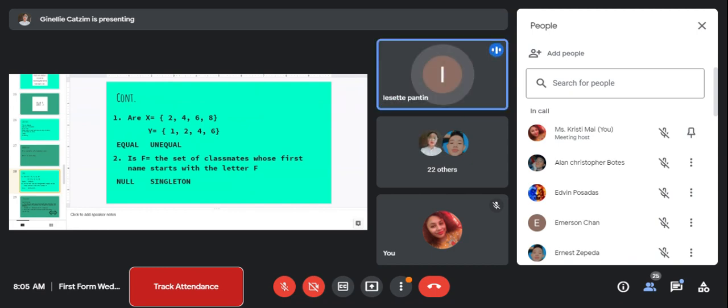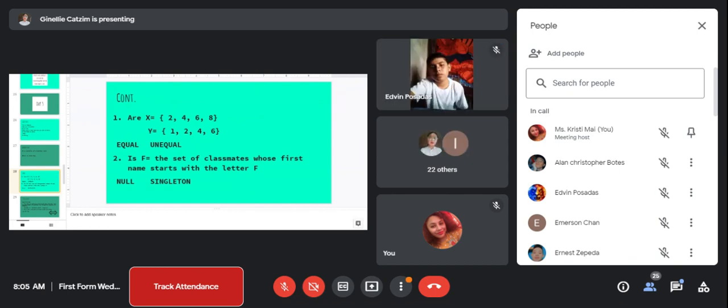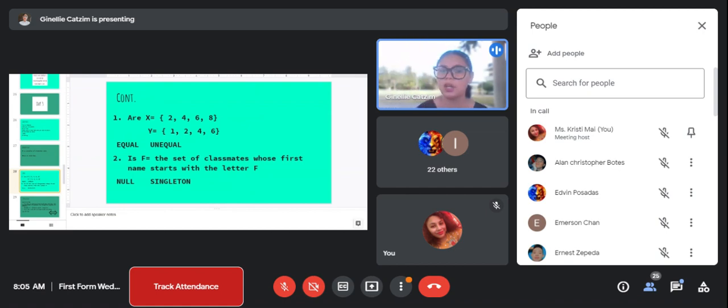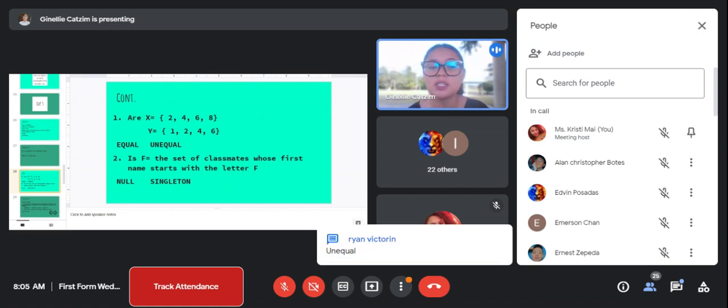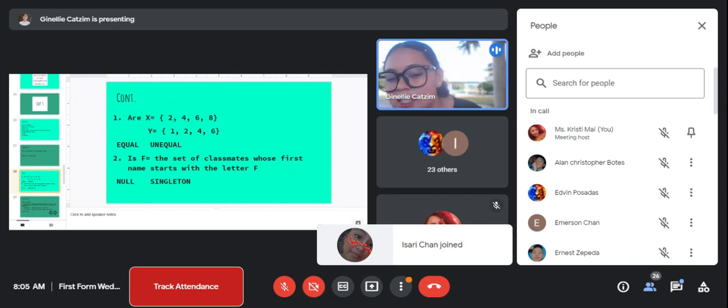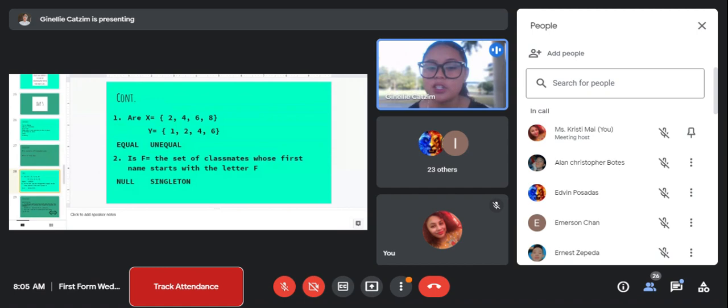It is an unequal set, Miss. Unequal set. Very good, right? Because we see that we have 1 in set Y and in set X, we don't have 1. So it is an unequal set. But very good point, Ernest. We will cover this that you just mentioned in today's class. So very good observation. They have the same amount of elements.